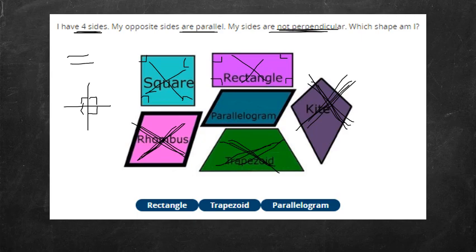So being that we can't use trapezoid for an answer or a rectangle as an answer, our answer must be a parallelogram. Parallelogram is the correct answer because these corners do not form right angles. They do not form right angles, but they are parallel and there are 4 sides. Let's look at one more question.